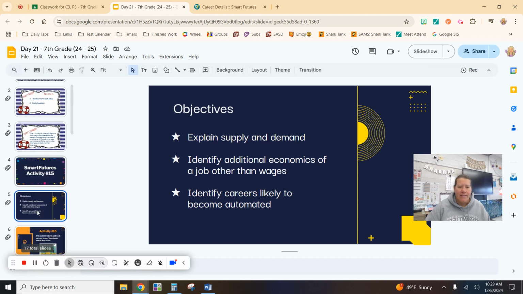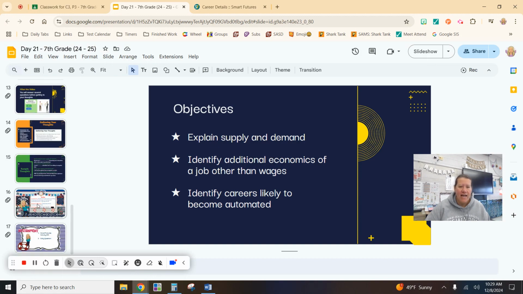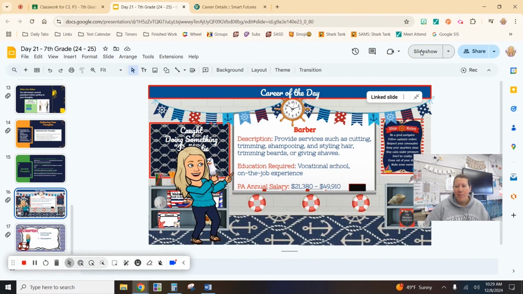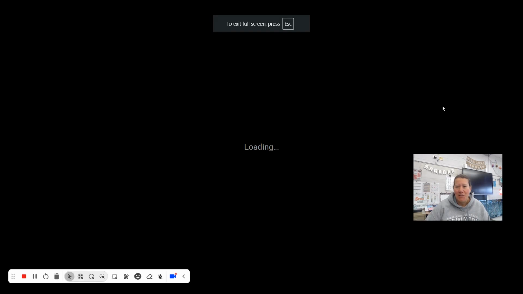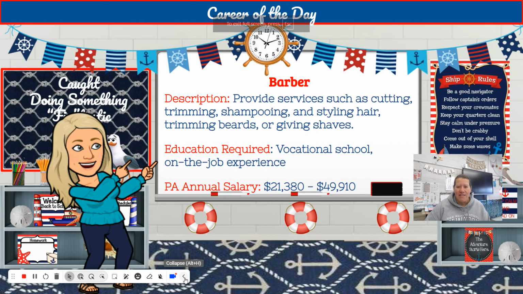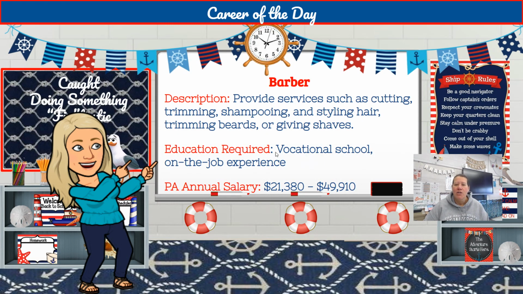All right, so today's career of the day is a barber. This was my daddy's job. You will provide services such as cutting, trimming, shampooing, and styling hair, trimming beards, giving shaves. You need to have vocational school or on-the-job experience. You make between $21,380 to $49,910 per year as a barber.